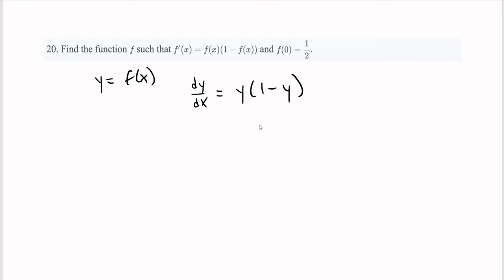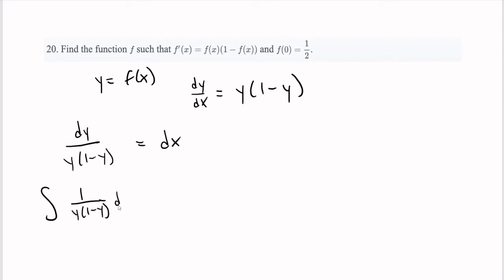Okay, so cool, we can deal with this, right? So this is going to end up being dy over y times 1 minus y. So all the y's on the left is dx. Then we're going to integrate, right? So the integral of 1 over y times 1 minus y dy equals the integral of just 1 dx.